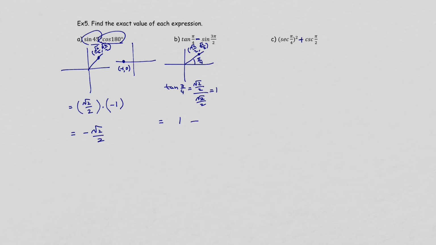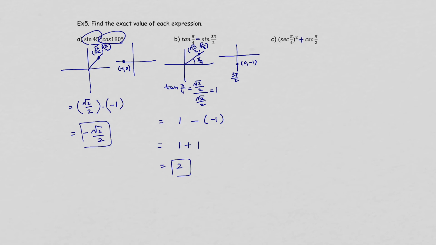Let's find 3 pi over 2. 3 pi over 2 is right here, which is 270 degree. This point will give you 0 and -1. And your sine is your y value, so it will be -1. When you're subtracting a negative, it's the same as adding, so that gives you a value of 2, right?